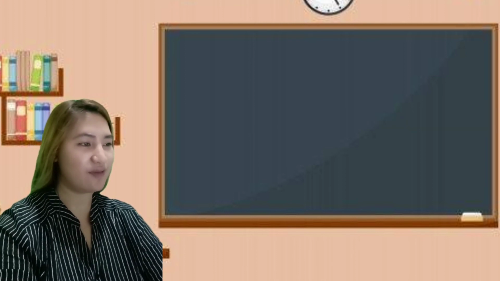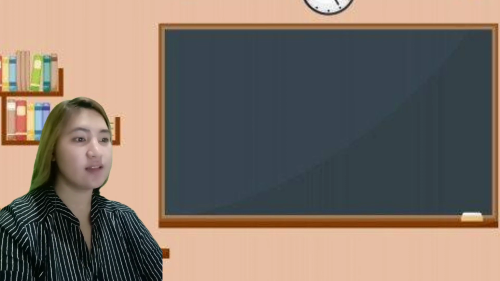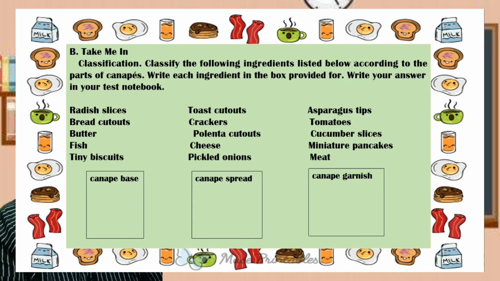So far, our FSM students are very good and are answering our questions. So, here's our activity for today. In one whole sheet or any paper available to you. Okay, for your take-home activity or assignment, classify the following ingredients listed below according to the parts of canapés. Write each ingredient in the box provided. Write your answer on any clean paper you can write on, okay?